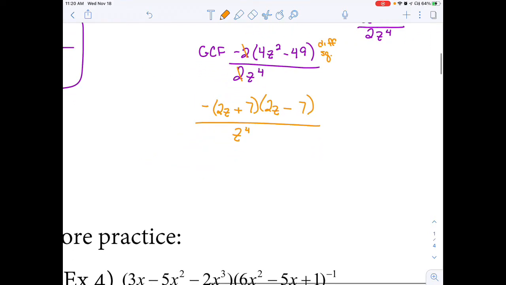Now, other than that, there's really nothing else I can cancel. I factored it. I'm checking, this is a binomial. It cannot cancel with the monomial downstairs. So really, this is our final factored and reduced form.